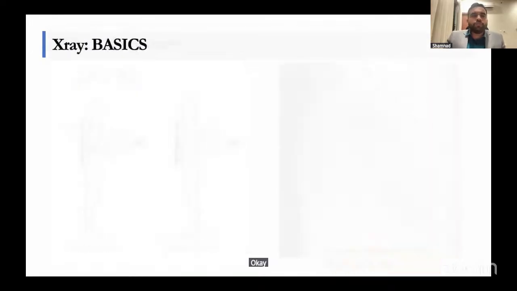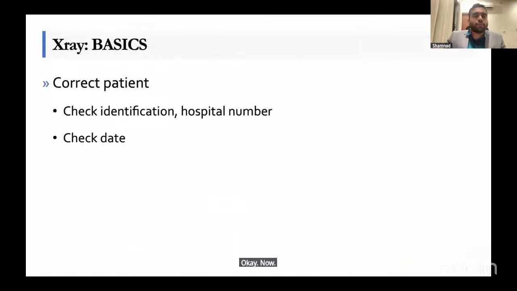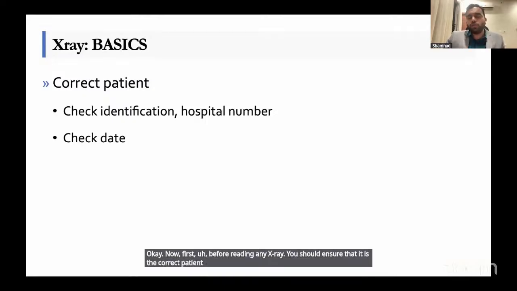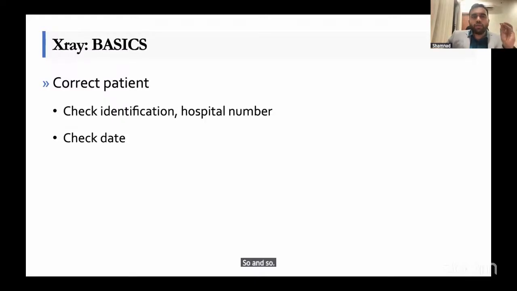Now, before reading any X-ray, you should ensure that it is the correct patient, because there will be so many neonates with the same mother's name. Everyone will be baby of so and so. So ensure that you are taking the correct patient.